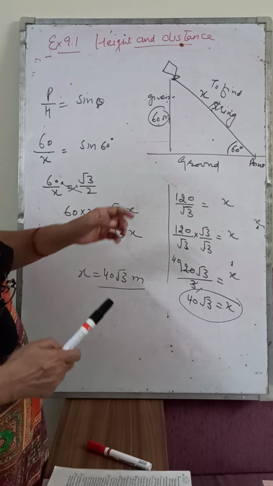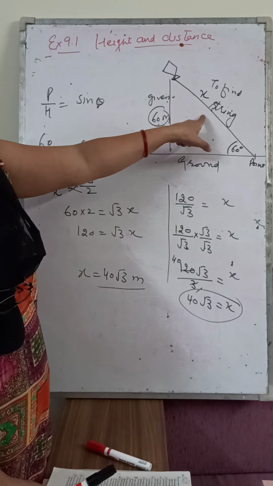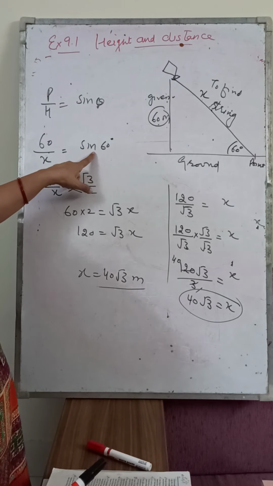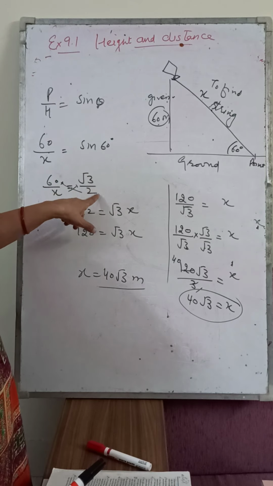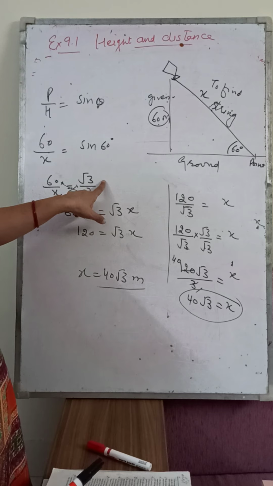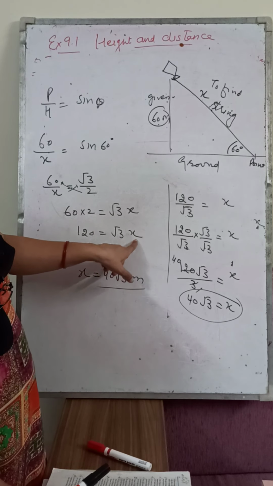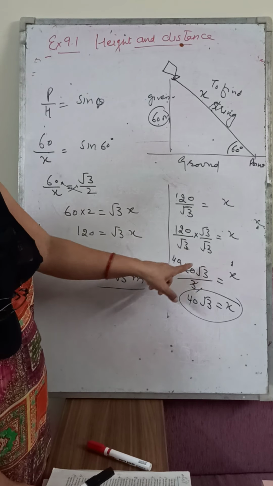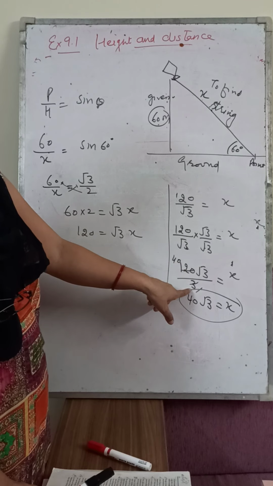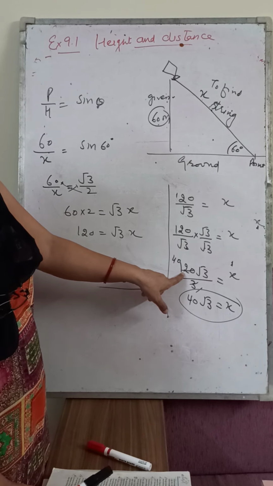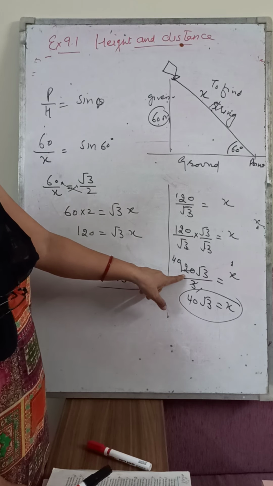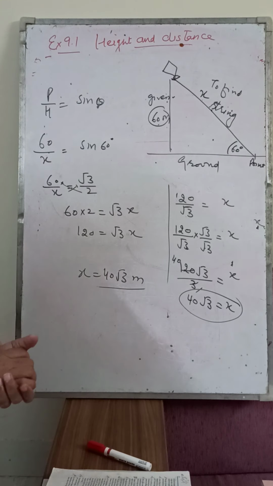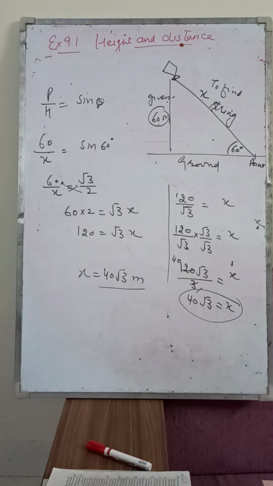Is it clear? Perpendicular is 60, hypotenuse is x. P upon x is equal to sine 60. 60 upon x is equal to sine 60. Okay? 60 upon x, sine 60 is root 3 by 2. 2 will go up, x will go this side. 120 is equal to root 3x. 120 upon root 3 is equal to x. Do rationalization, multiply by root 3 and divide by root 3. 120 root 3 upon 3. 3 will cut with 120. It will cut by 40, coming out to be 40 root 3 meter. So the rest of the questions we will do later in the Google Meet. Thank you.